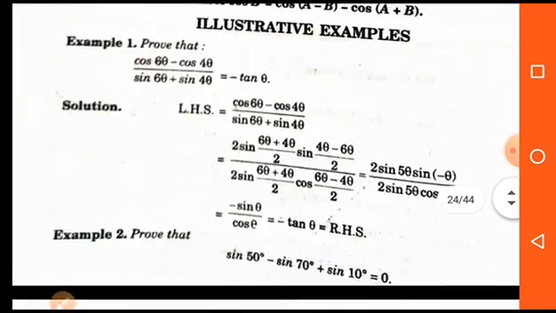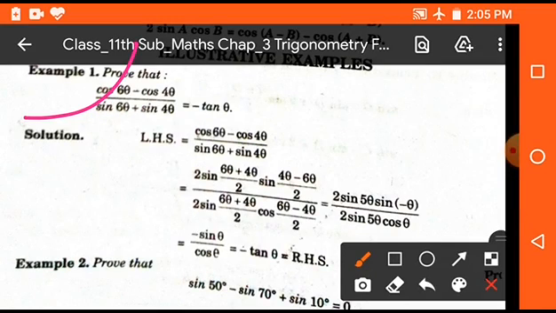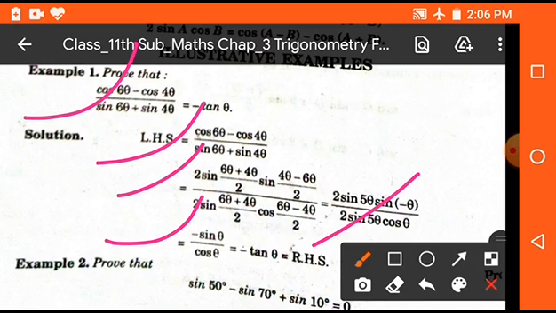First one is prove (cos 6θ − cos 4θ)/(sin 6θ + sin 4θ). Now here we can use cos C minus cos D in the numerator and sin C plus sin D in the denominator. So we get 2 times sin (6θ+4θ)/2 into sin (4θ−6θ)/2 upon 2 sin (6θ+4θ)/2 into cos (6θ−4θ)/2. On solving we get minus sin θ upon cos θ. So it will be minus tan θ.